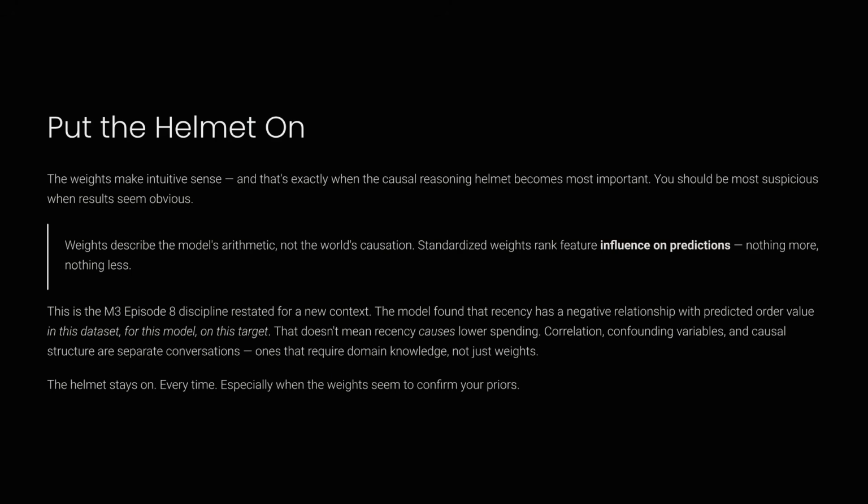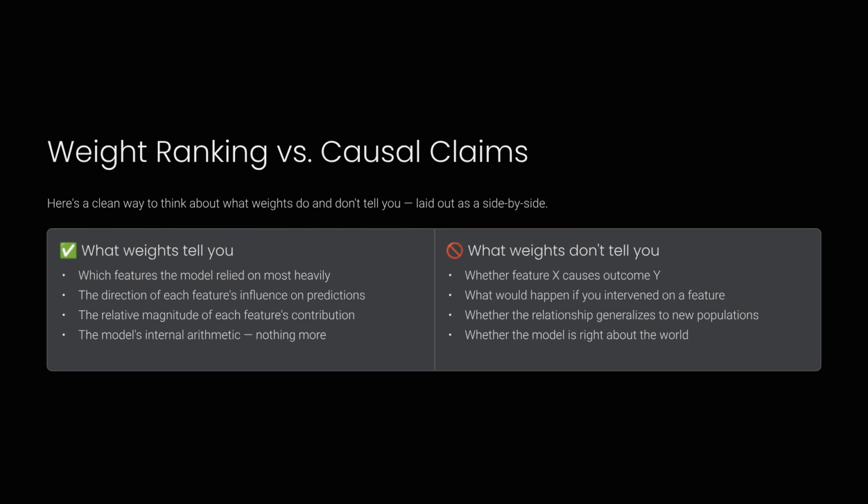Weights describe the model's arithmetic and feature influence on predictions, but they don't prove causation. Correlation remains a separate conversation. It is essential to distinguish between what weights tell you and what they don't. They show influence and direction, but they do not prove that one feature causes a specific outcome or explain how the model would behave in a new population.